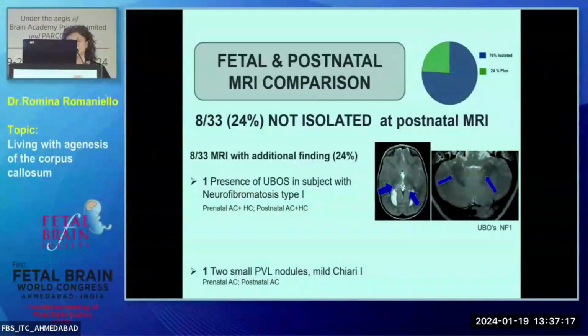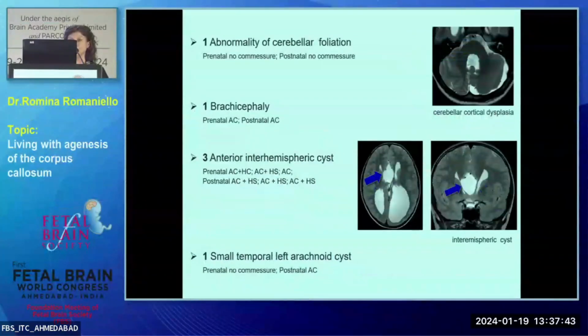About the comparison between fetal and postnatal MRI, 8 subjects, so 24%, resulted not isolated at postnatal MRI. So they presented additional findings. You can see in one case the presence of UBOs in a subject with neurofibromatosis type 1. In one, we had two small periventricular nodules and mild Chiari 1 malformation. In one subject, an abnormality of cerebellar foliation. In one subject, a brachycephaly. In 3 subjects, the presence of an anterior interhemispheric cyst. And in one subject, a small temporal left arachnoid cyst was detected.